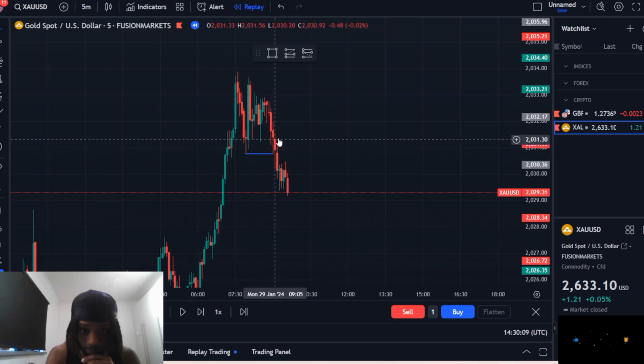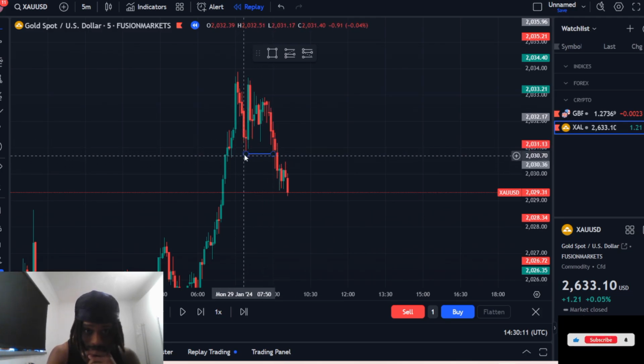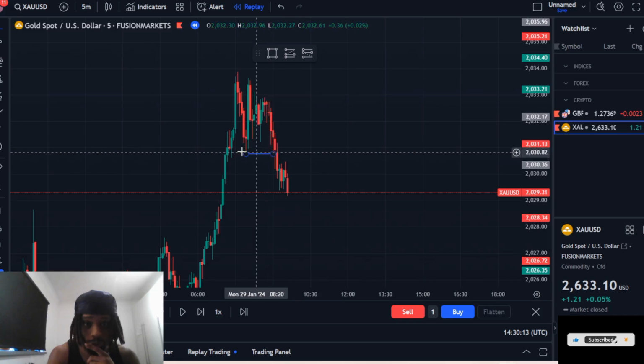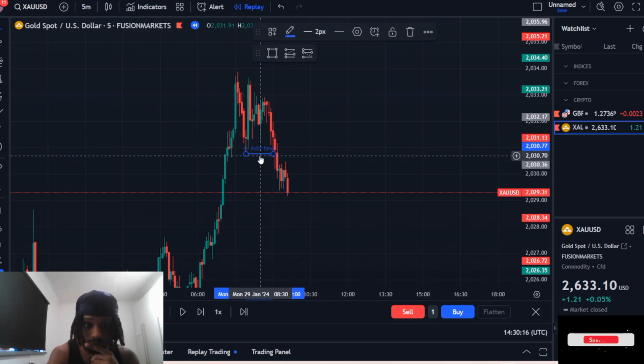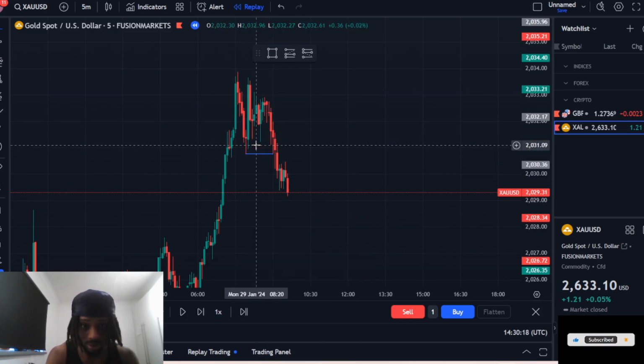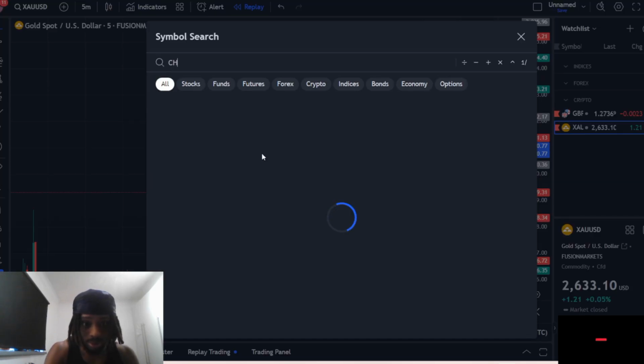Because this was the first breakdown of that structure here, this is what we would call a change of character. Let me just add the text so you guys can see. Make it a bit easier for you guys.